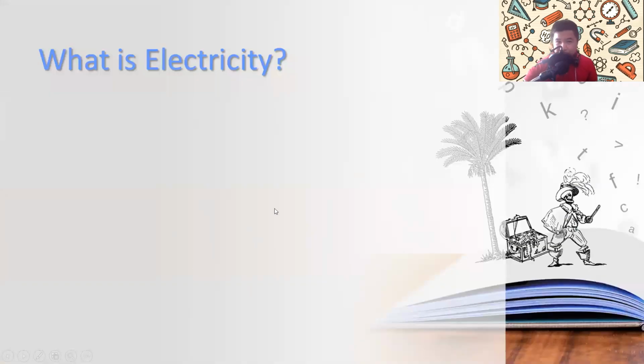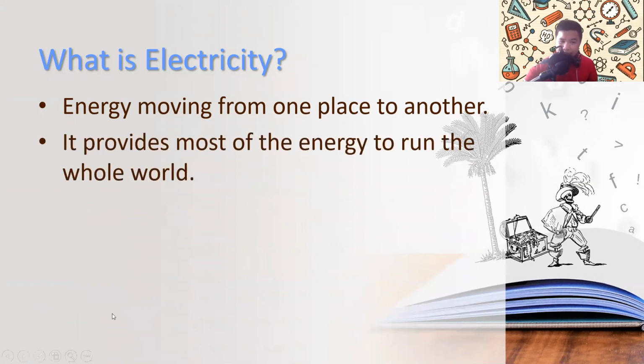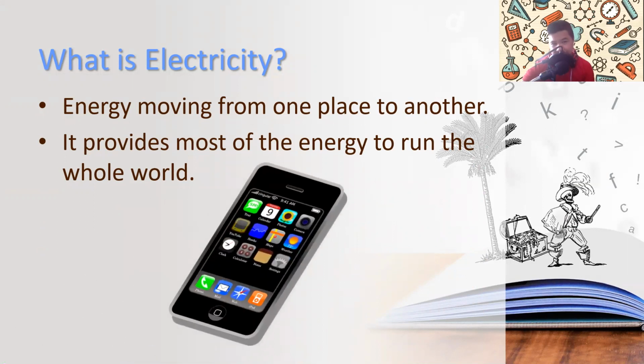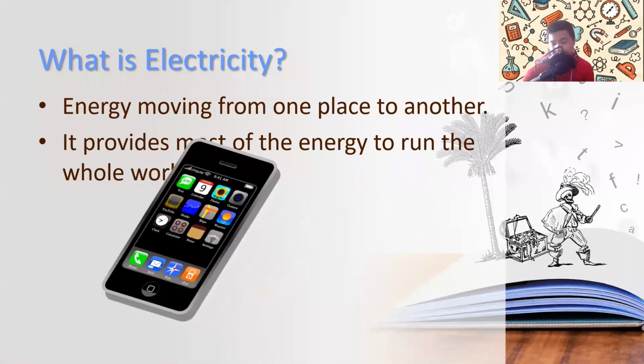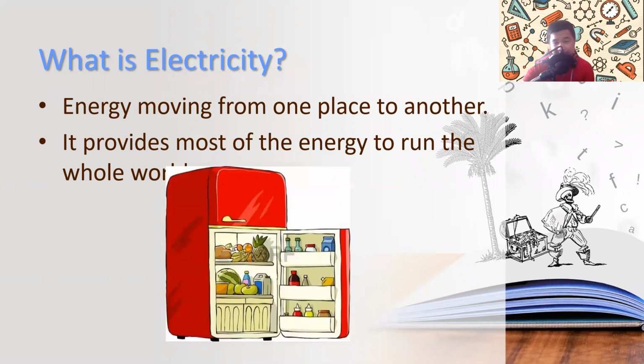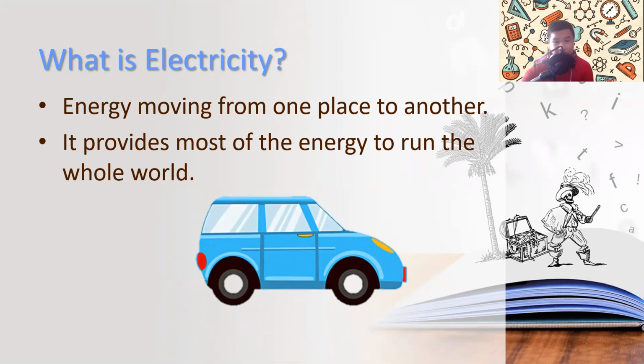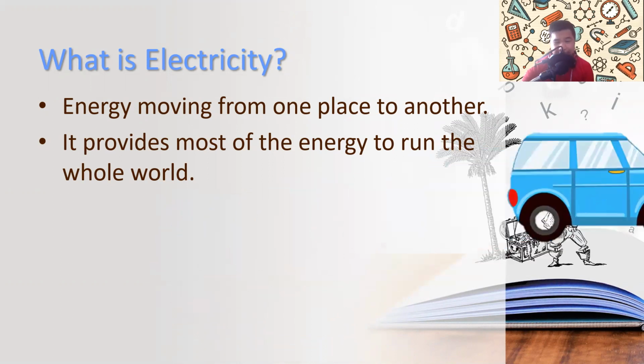First question before we continue is, what is electricity? It's energy moving from one place to the other. That is the basic understanding of electricity. It provides most of the energy to run the whole world. Almost all parts of the world use electricity. You use it for your Android phones or your Apple iPhones. You use it to store our food with the refrigerators. We also use it to run our cars or our vehicles.